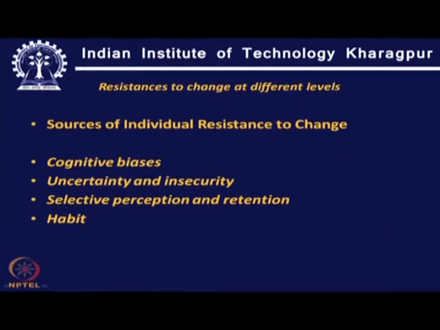what we see over here is at the individual level, the sources of resistance to change are the cognitive biases, the uncertainty and insecurity people feel from the changes that are to be brought in, and due to selective perception and retention they are not able to interpret the change properly, and for some people it is a very habitual act to resist anything that is suggested. So, these could be the sources of individual resistance to change.